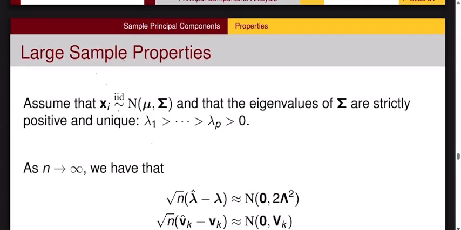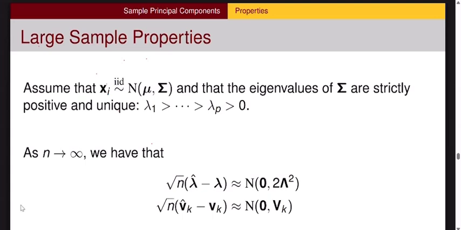Let's talk about large sample properties, when you have a large sample, asymptotic. Why do we need this large sample property? We may want to test hypotheses or construct confidence intervals on the eigenvalues. How significant is the variance of the principal component? If I want to know how significant, take a look at this.